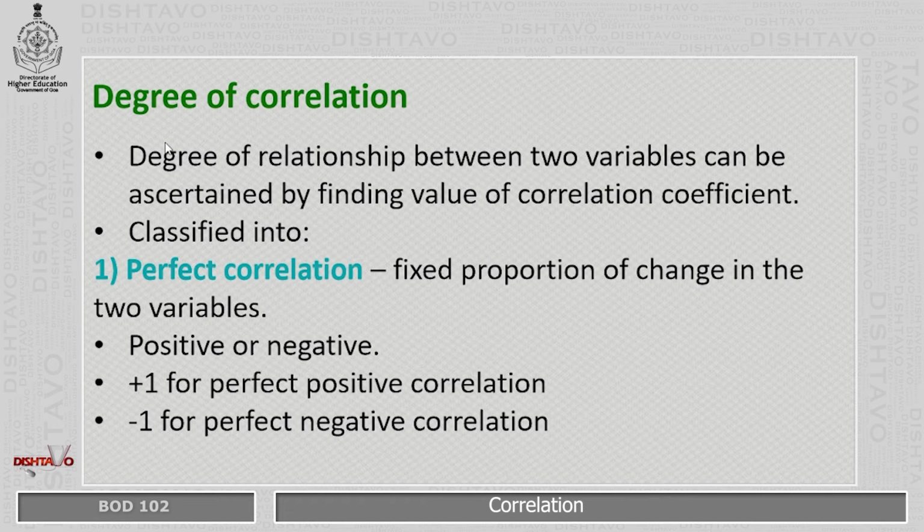There is something called degree of correlation, which is the degree of relationship between two variables that can be ascertained by finding the value of the correlation coefficient. It is classified into perfect correlation, which is a fixed proportion of change in the two variables. It can be either positive or negative. Here +1 is for perfect positive correlation and -1 is for perfect negative correlation.